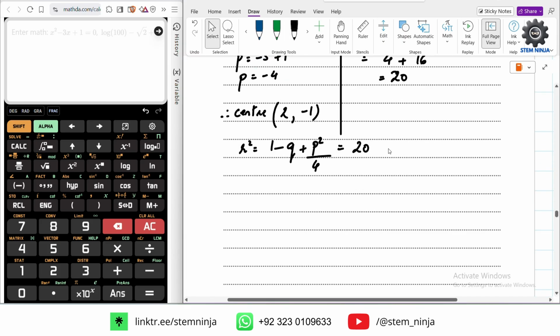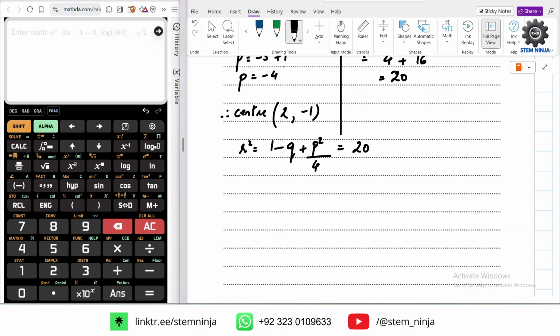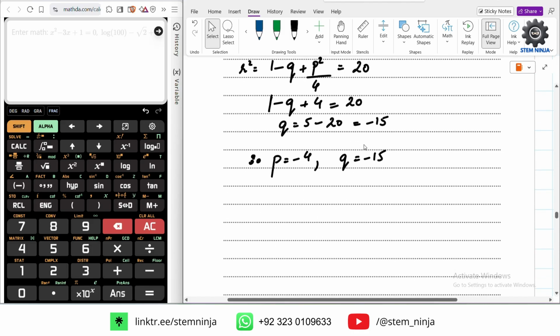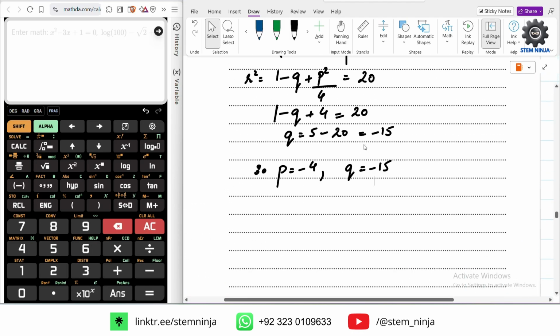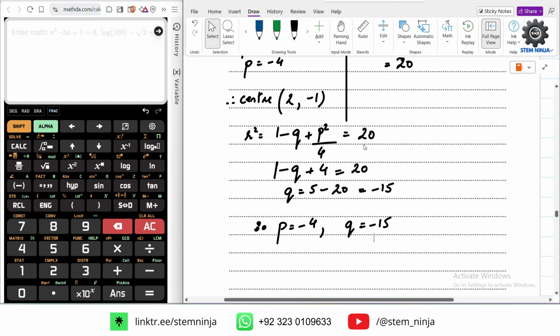So therefore, p squared over 4, which is 4 squared over 4, that is 16 over 4, just 4. 1 minus q plus 4 equals 20. So q would be 5 minus 20, which is minus 15. So therefore, p is minus 4, q is minus 15. Right, okay. That's it for this question. Let's move on to the next one.